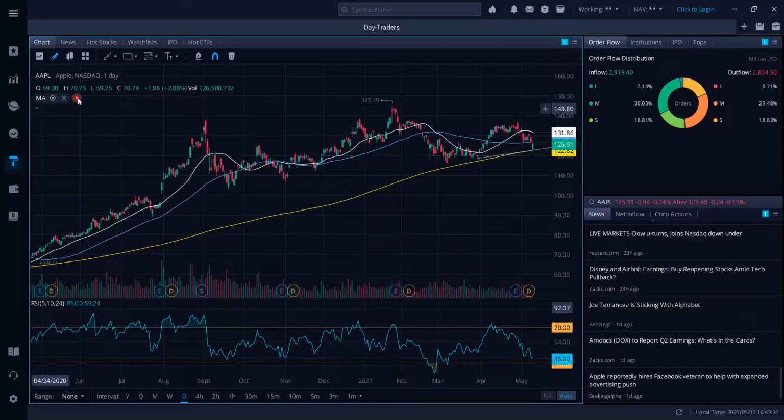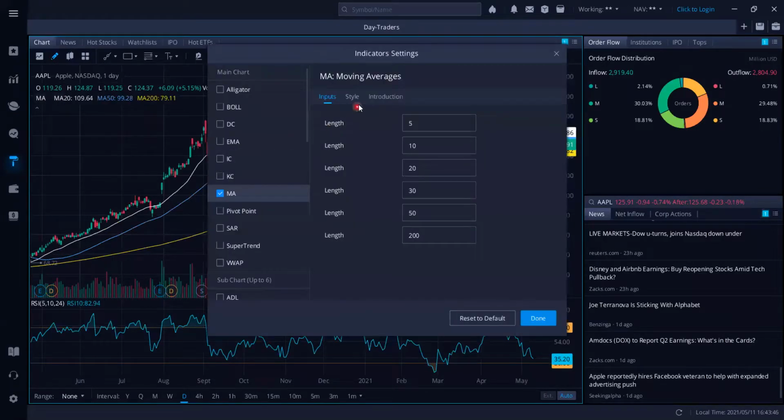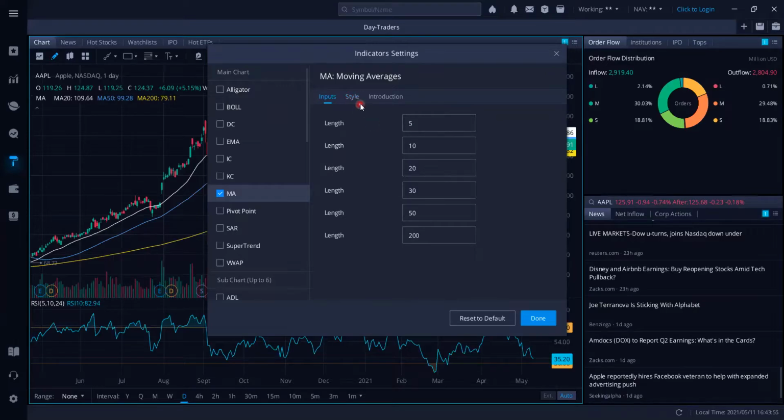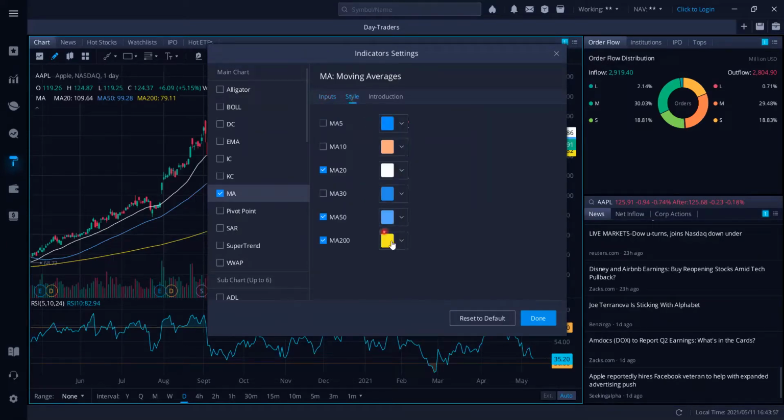That's for my moving averages and the colors that I have set. You put your mouse, you see you have your 20, 50, 200. Put your mouse right over here and click that. Now, I like to have my 200-day. Once you click on that, it brings you here. So you just click on style, okay?